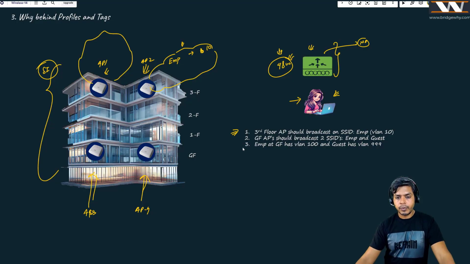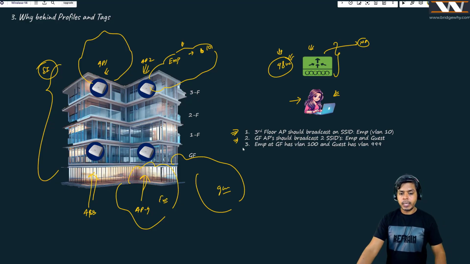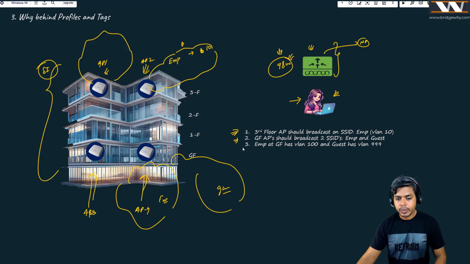Similarly, this SSID also. And here is the second requirement. The second requirement says that the ground floor APs should be publishing two different SSIDs. One is guest and the other one is employee. As simple as that. But here is my problem. The guest is okay. We need to map it with VLAN number 999. But the employee SSID on the ground floor should be mapped to VLAN number 100, or maybe VLAN number 20, say.